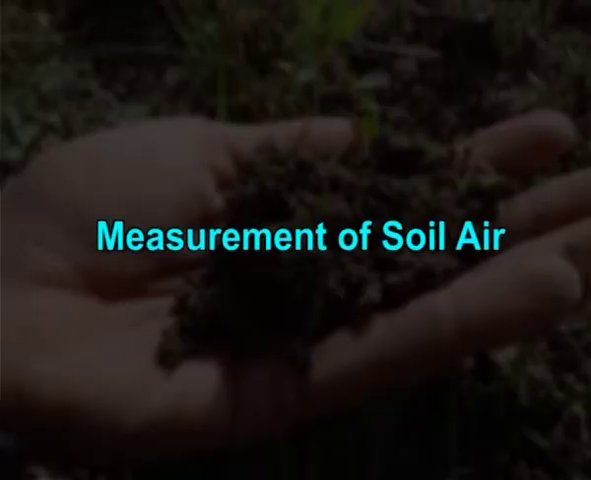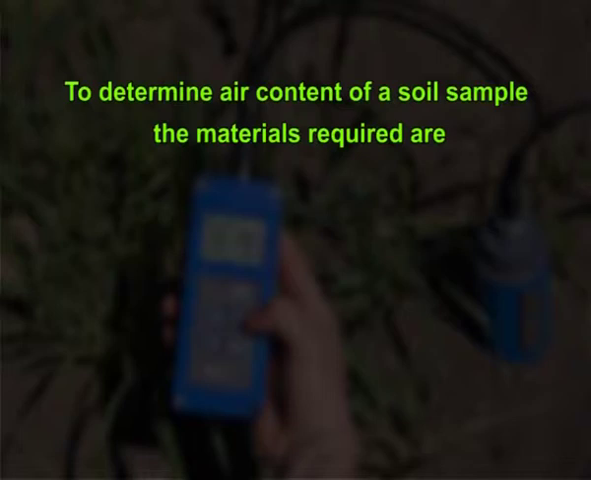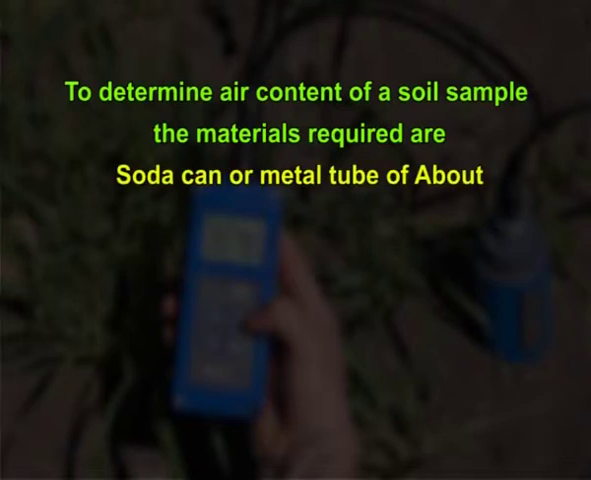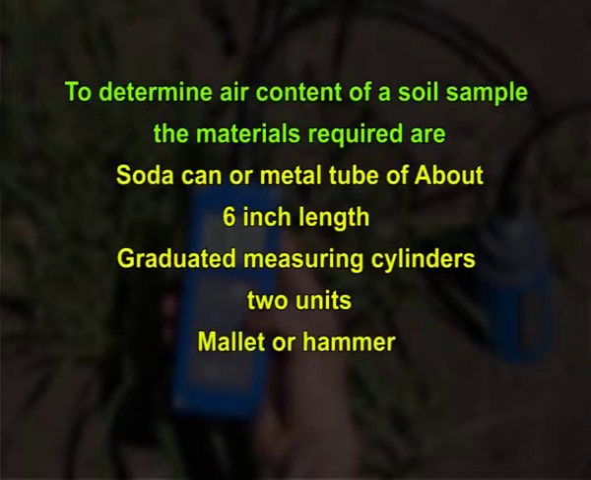Measurement of soil air. To determine the air content of a soil sample, the materials required are a soda can or metal tube of about 6-inch length, a graduated measuring cylinder (2 units), a mallet or hammer, and a trowel.